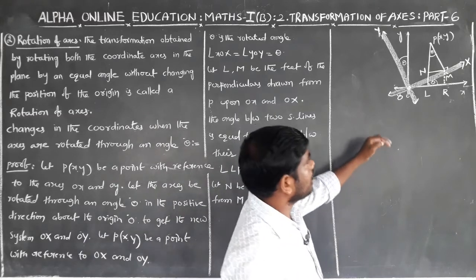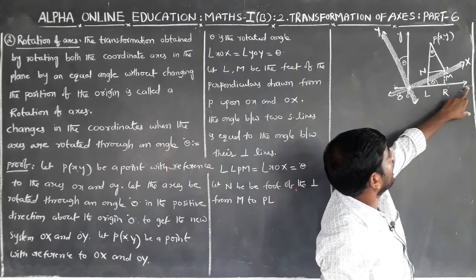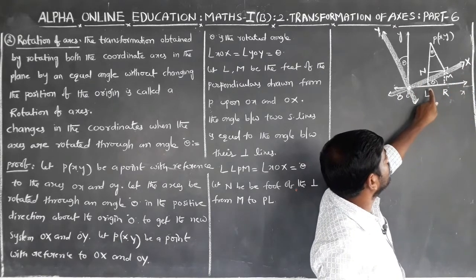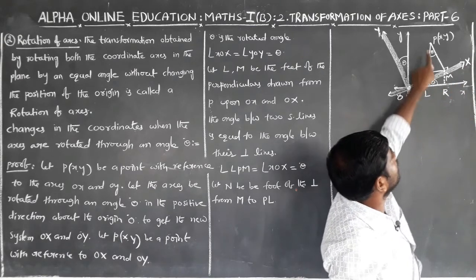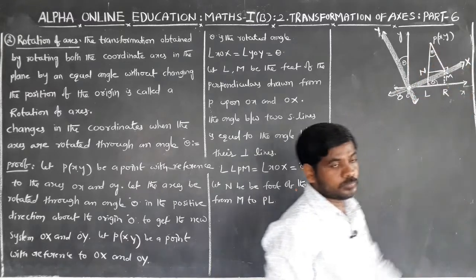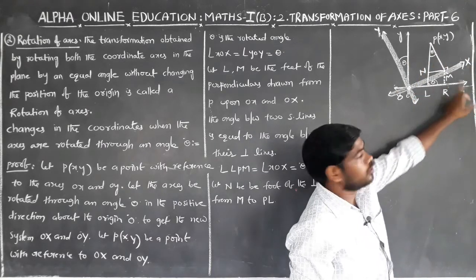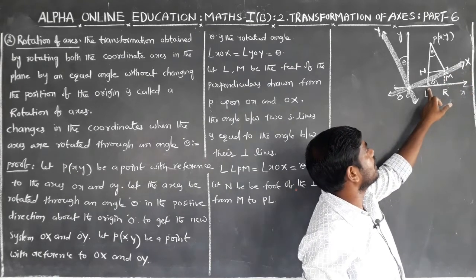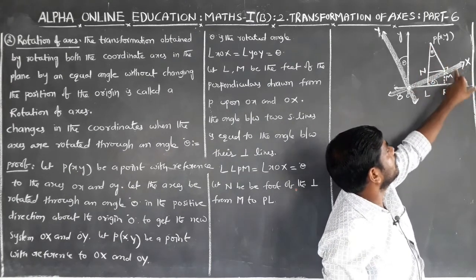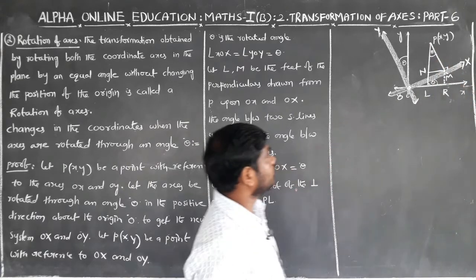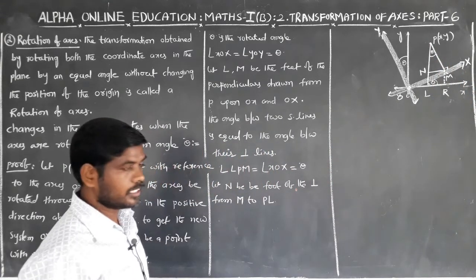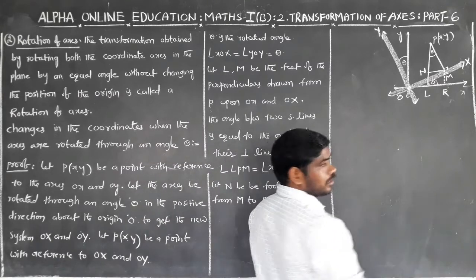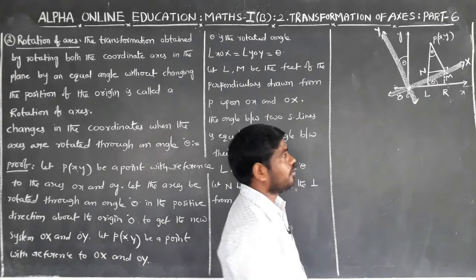Here, observe, the angle small x O capital X is equal to angle LPM, which is equal to theta. Here, observe, two triangles are formed.